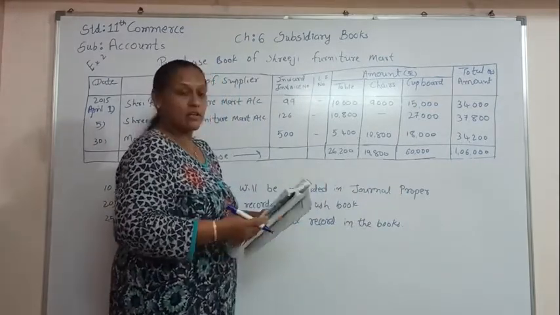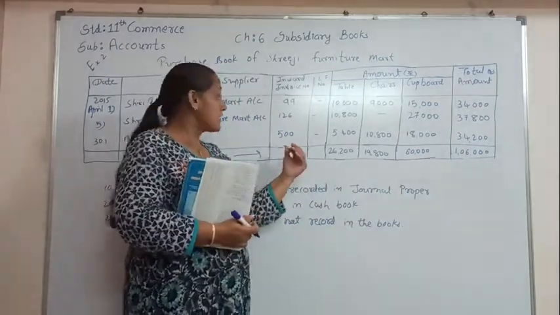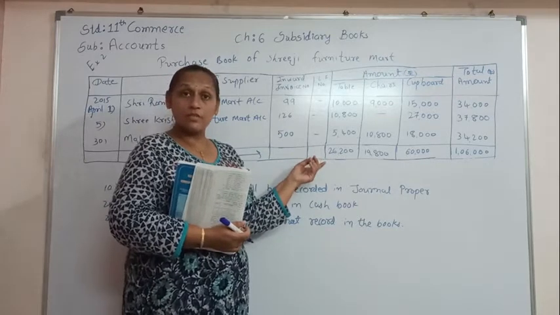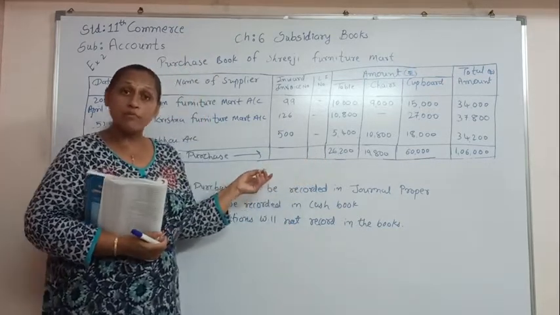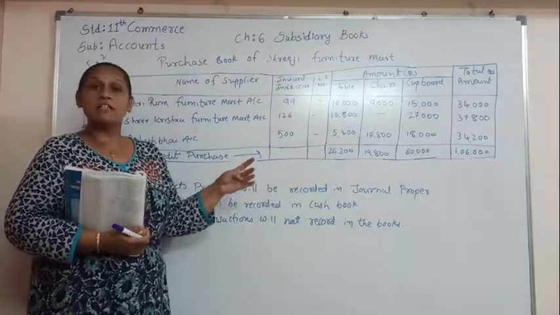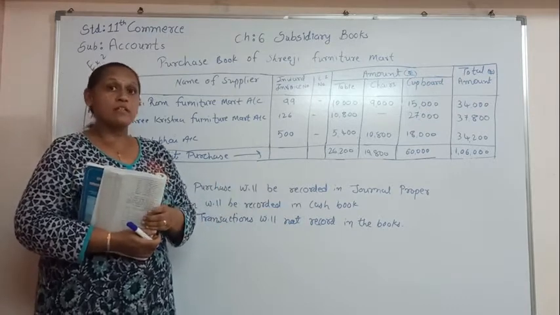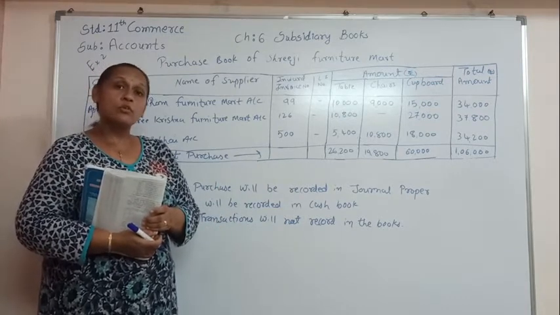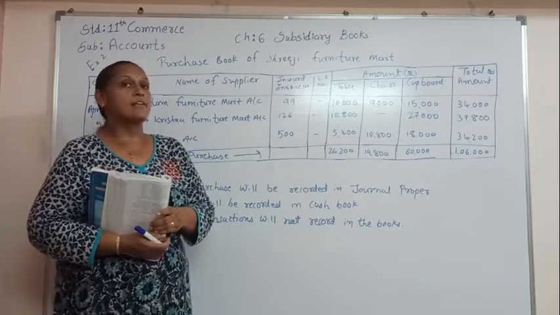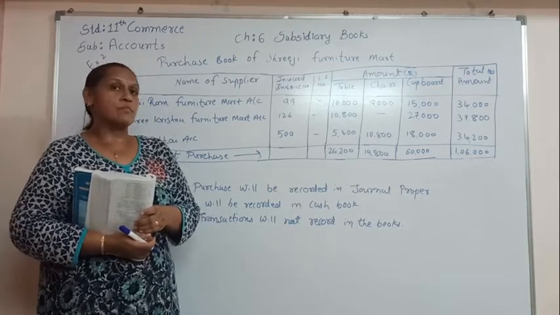So students, you may note down this. This is the subsidiary for the different types of goods. Now in the next sum we are going to see a subsidiary for goods as well as expense. So that is the next subsidiary book.